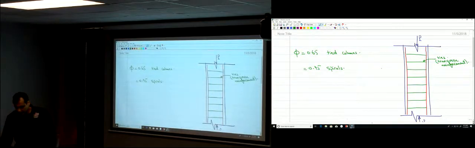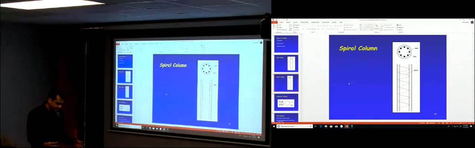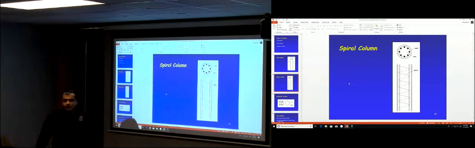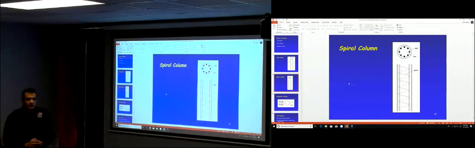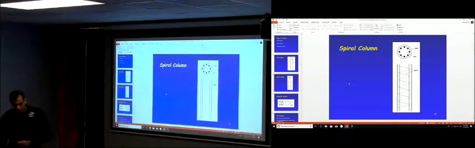So now we said spirals are very effective in confining the core of the concrete, and we're going to depend on that property in designing the spirals themselves. When designing the spiral stirrups, we're going to depend on the fact that they are confining the core of the concrete, and that confinement will increase the axial strength of the core of the concrete.